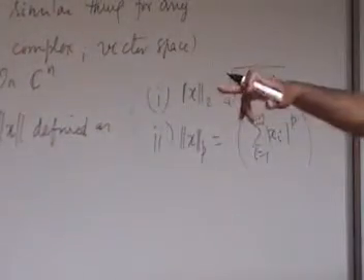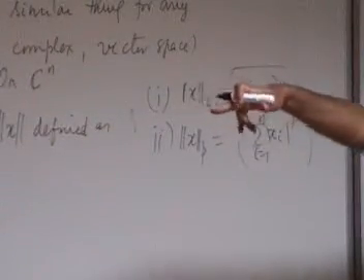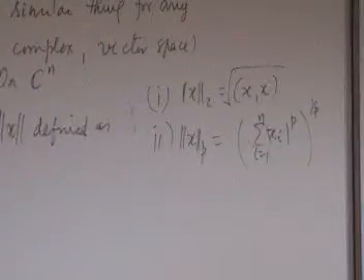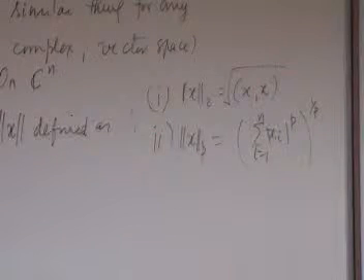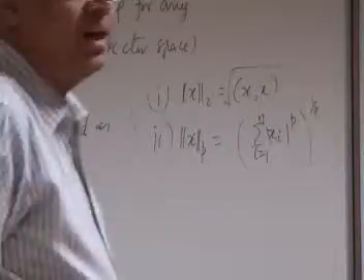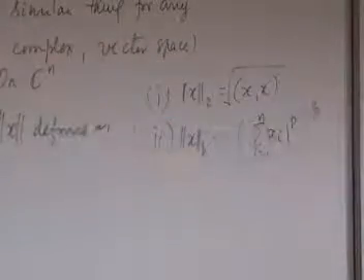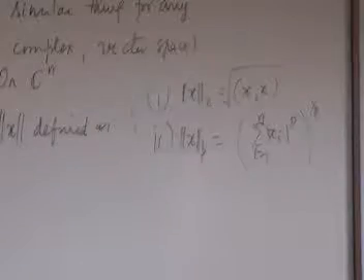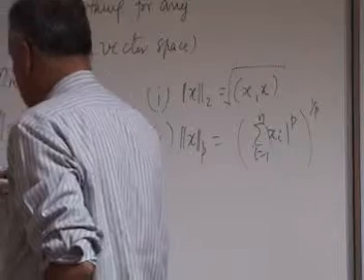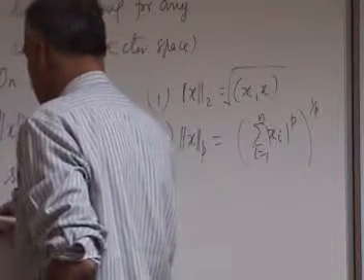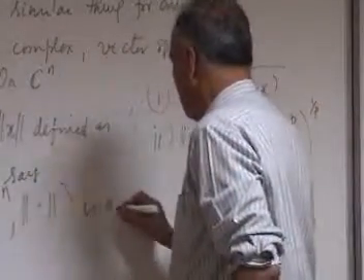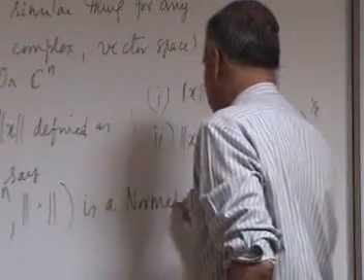Similarly, for general p, it is only the triangle inequality which is non-trivial, and that is given by the Minkowski inequality. That is why Minkowski's inequality is important. In all these cases, it is the triangle inequality that will be difficult to prove. So some inequality will have to come into the picture, and in all these cases, it is Minkowski's inequality that helps us to prove the triangle inequality. We then say Cn with this norm is a normed vector space or a normed linear space.